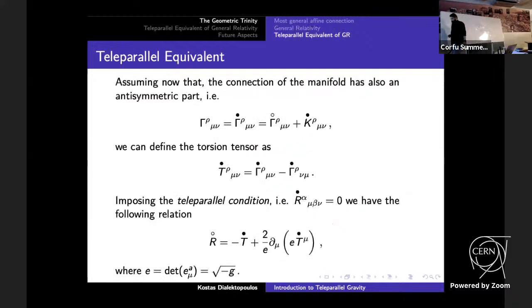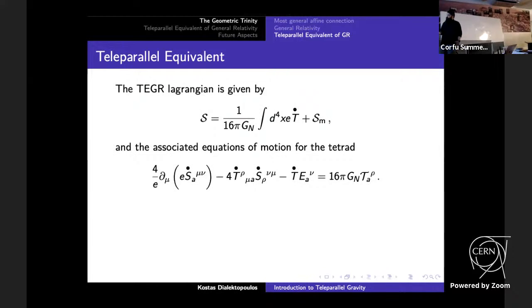Going to the teleparallel equivalent of general relativity now, imagine there's no curvature, there's only torsion. So the connection of the space-time is purely antisymmetric, and the antisymmetric part defines the torsion tensor. And the relation between the torsion scalar and the Ricci scalar is only by a boundary term. So you can imagine that if you plug this into the integral of the action, then this boundary term will not contribute at all, and we'll have, in fact, the equivalence between the two theories. And by varying this action, we get the equations of motion for the teleparallel equivalent of general relativity.